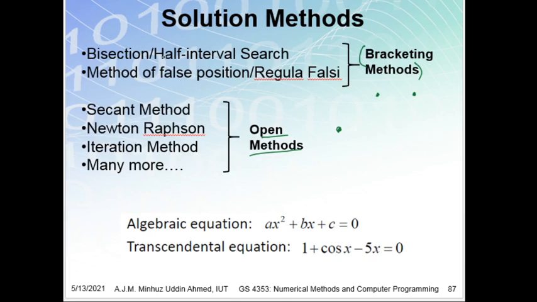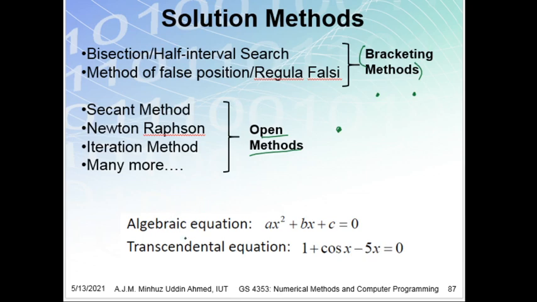As you can see, bisection or half interval search, and another method, the method of false position or Regula Falsi, are bracketing methods. In open methods we can give the Secant method and Newton-Raphson as examples, or iteration methods, and many more methods are available in numerical techniques. So instead of the traditional analytical approach we have learned so far, we will go for other numerical techniques for solving the roots of equations.